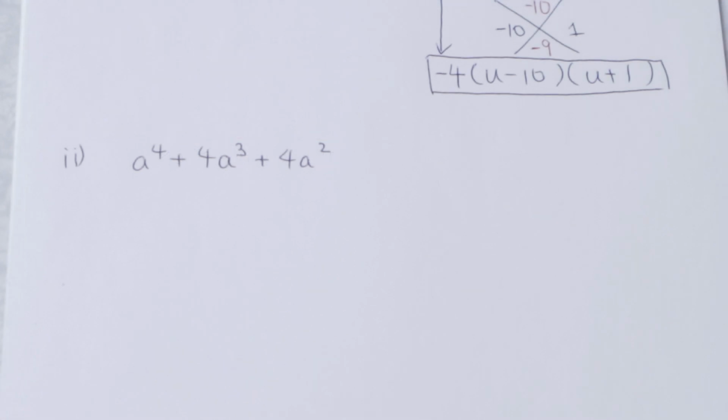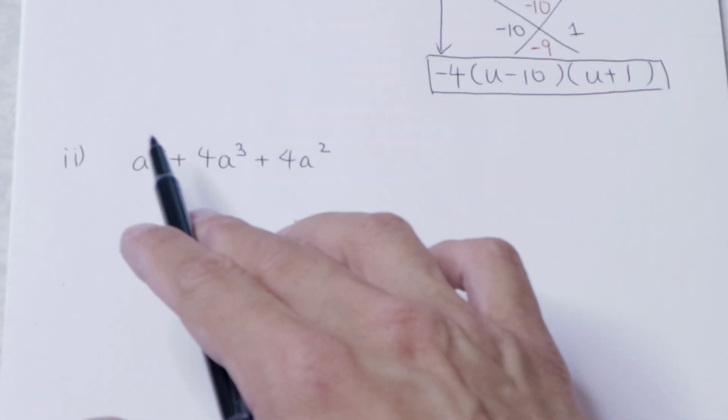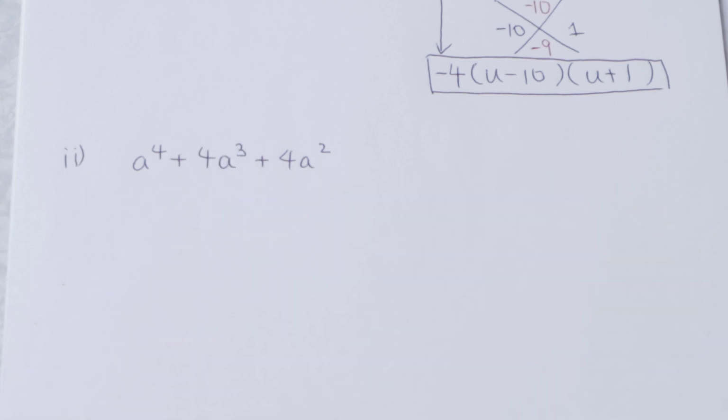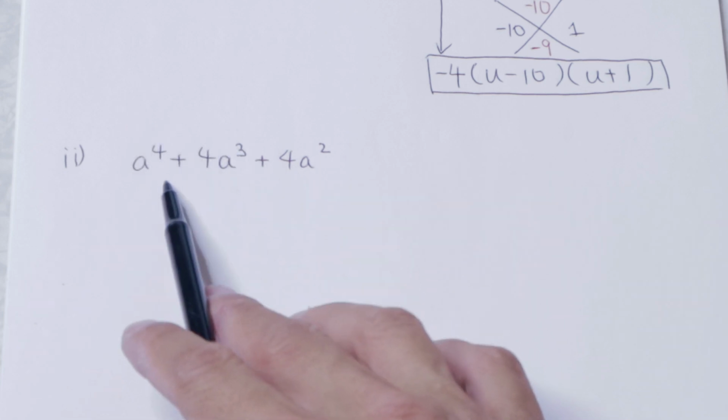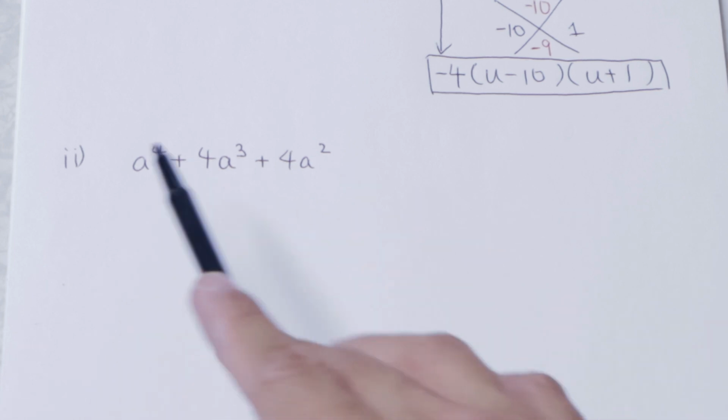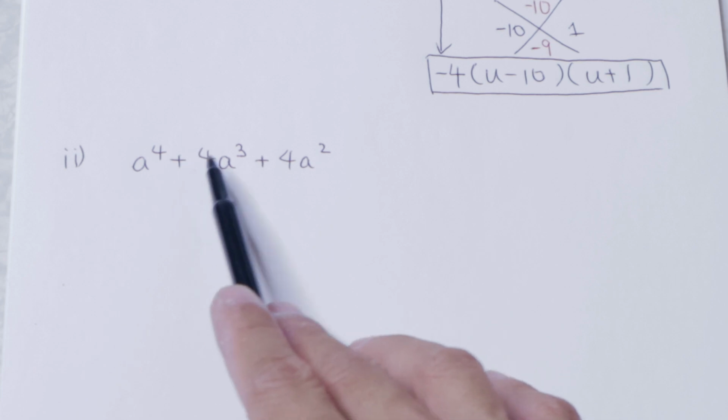Let's do one more factor completely problem. Here we have a to the 4th plus 4a cubed plus 4a squared. You notice that the leading coefficient here is 1, so there's not really any GCF for the whole numbers 1, 4, and 4.